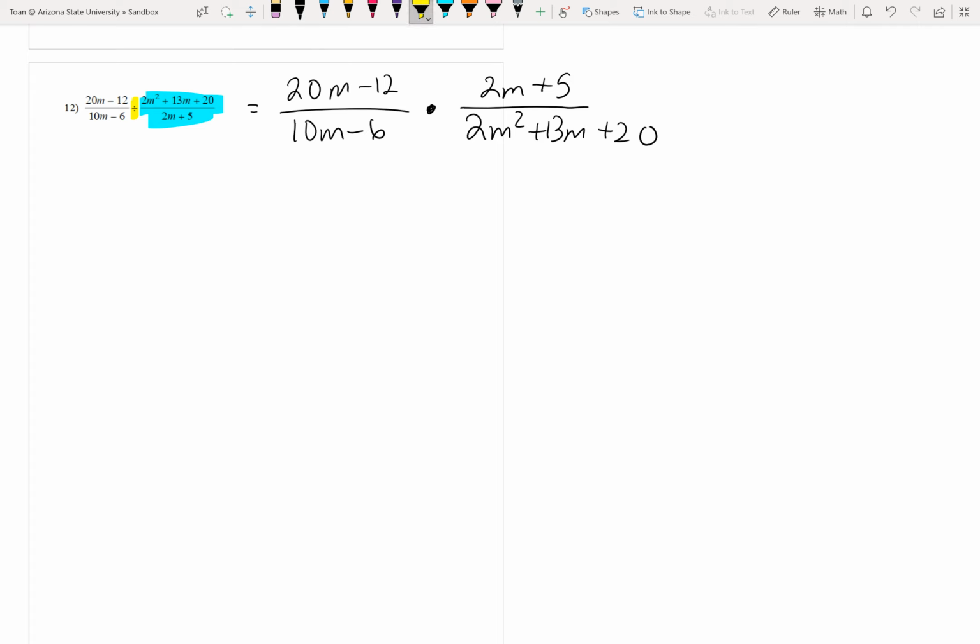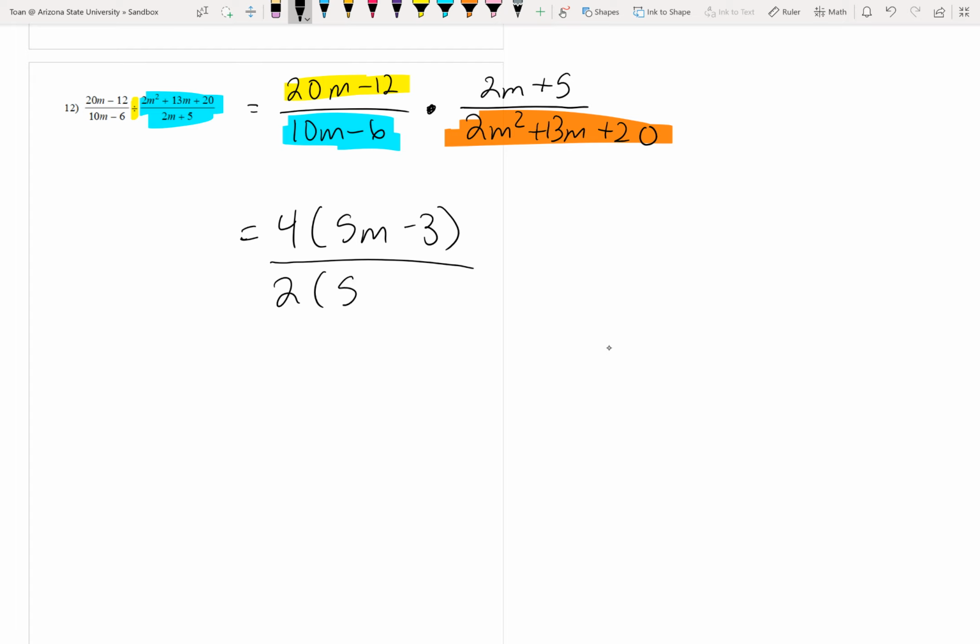Just go ahead and factor all the pieces that you can. You're going to factor this guy. You're going to factor this guy. I really can't do anything with the 2m plus 5, so I'm going to factor this guy. The yellow, it's a binomial, so all you can do is GCF. You can factor a 4, so that's 5m minus 3. In the denominator, you can factor a 2, 5m minus 3. The 2m plus 5, you can't do anything with that, so it stays put. And in the reddish, orangish color, you can factorize into 2m and m.